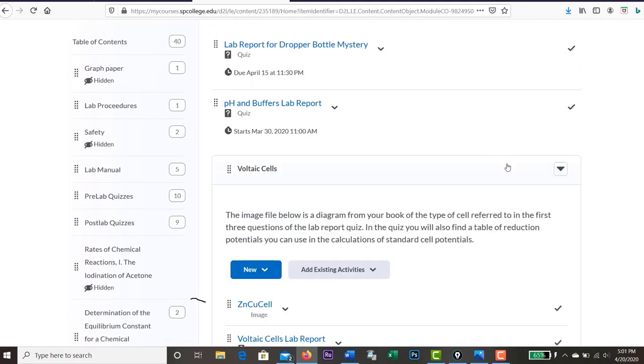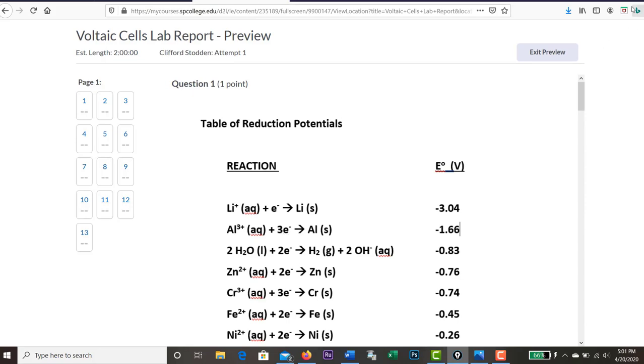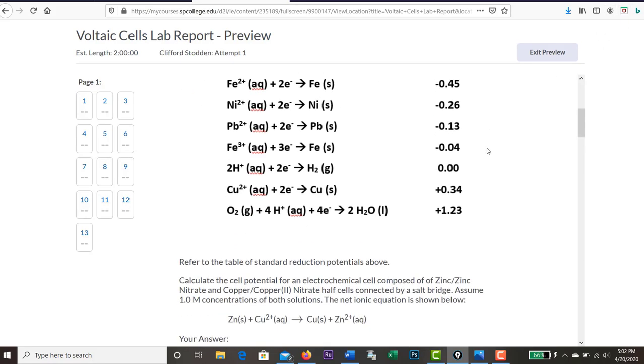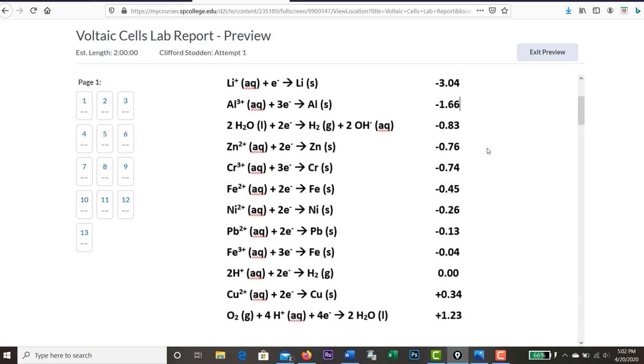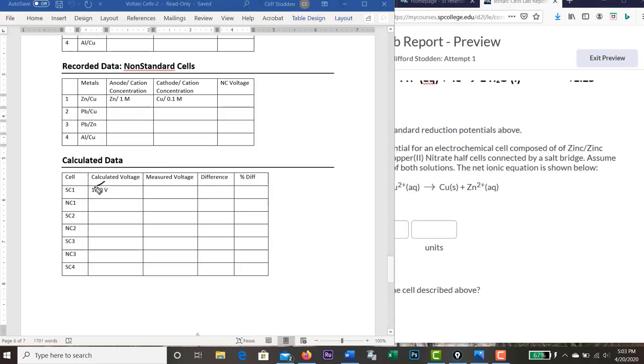Okay, so we're under Voltaic Cells, and now we'll start the lab report. The quiz itself repeats this table, gives you that table again, and you're going to be using these numbers throughout the quiz. First thing it asks you to do is calculate the cell potential for the zinc copper cell, that combination, when you have 1 molar concentrations. Well, that's the same as saying that we have a standard cell, because 1 molar means standard. So we already did that calculation, and it's asking for this number right here, this 1.1.